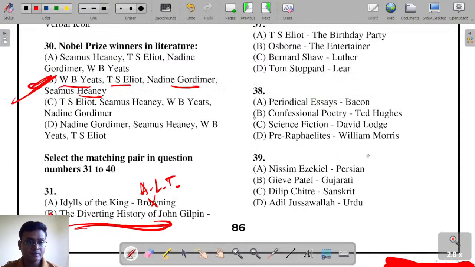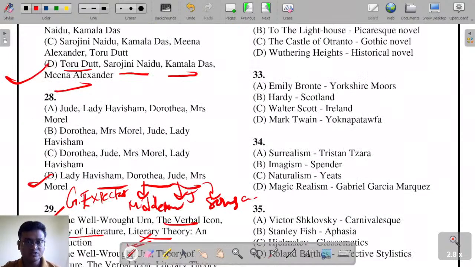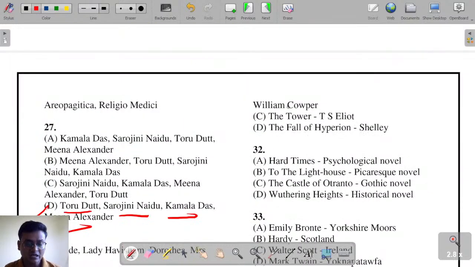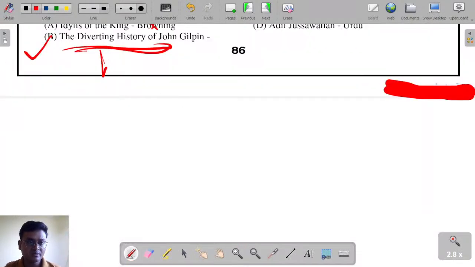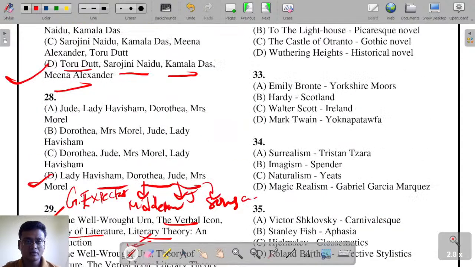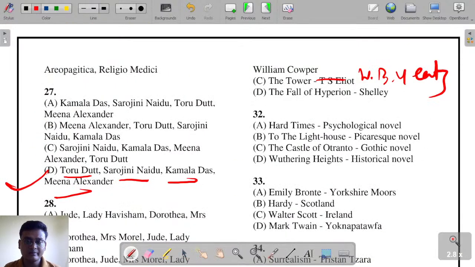Whereas, okay, you have this one, The Tower. The Tower is not by T.S. Eliot. The Tower is a work by William Butler Yeats. Whereas this one, John Gipling, was written by William Cooper. So The Diverting History of John Gipling, William Cooper has written. This one is actually right. And here, The Tower by William Butler Yeats.